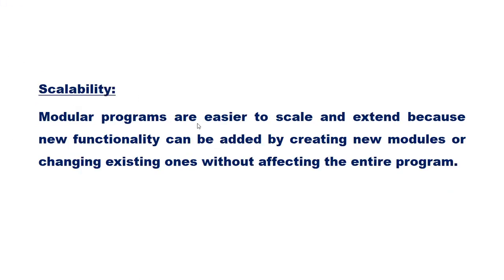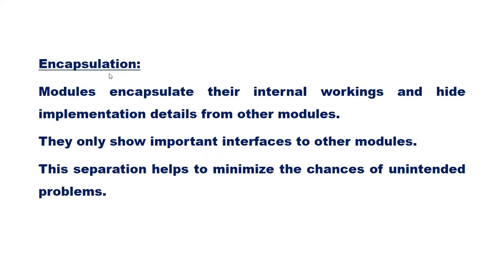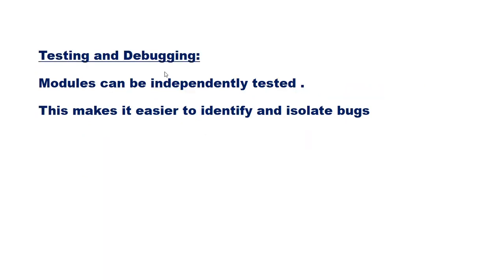Scalability. Modular programs are easier to scale and extend because new functionality can be added by creating new modules or changing existing ones without affecting the entire program. Encapsulation. Modules encapsulate their internal workings and hide implementation details from other modules. They only show the important interfaces to other modules. This separation helps to minimize the chances of unintended problems. Testing and debugging.